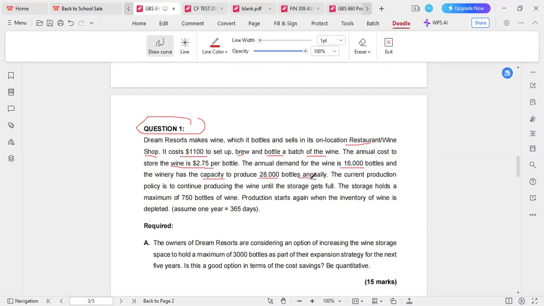The current production policy is to continue producing the wine until the storage gets full. The storage holds a maximum of 750 bottles of wine. Production starts again when the inventory of the wine is depleted. Assume 1 year is 365 days.